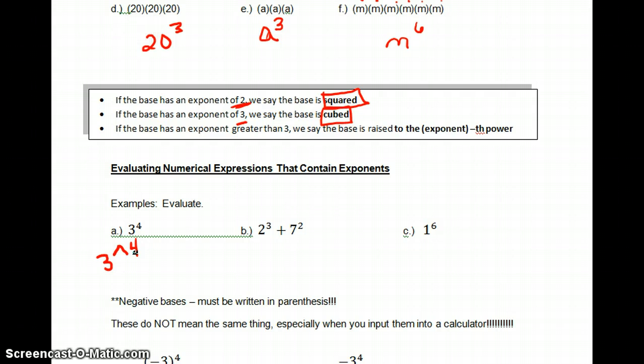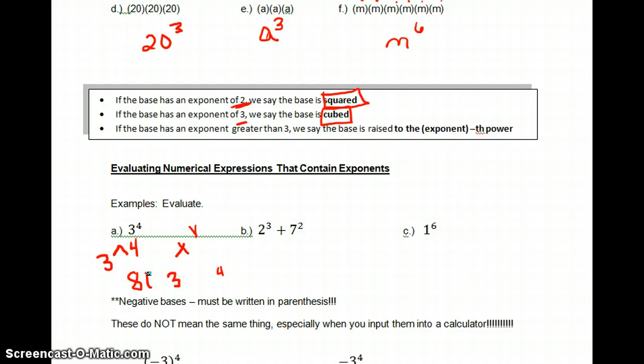If you are using a TI 30, you will also have the caret button on there, so you will press your 3 caret 4. Some calculators have a button that says X to the Y. So you would put in your 3, press your X to the Y button, and then press in your 4, and that will evaluate that for you. So when you do 3 to the 4th power, you should get 81.